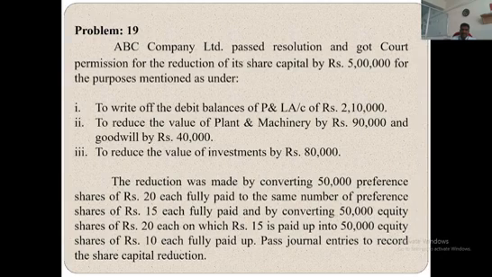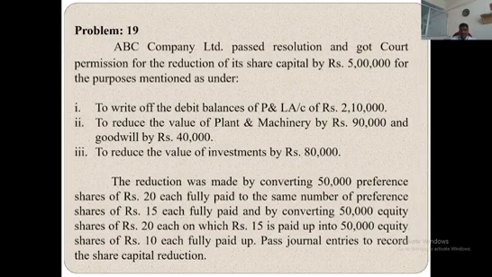Reduce the value of investment by 80,000. Total how much? 2 lakh 10,000 plus 90,000, 3 lakh. 3 lakh plus 40,000, 3 lakh 40,000. 3 lakh 40,000 plus 80,000, 4 lakh 40,000. The remaining 60,000, what? So you have to do, first you have to find out.